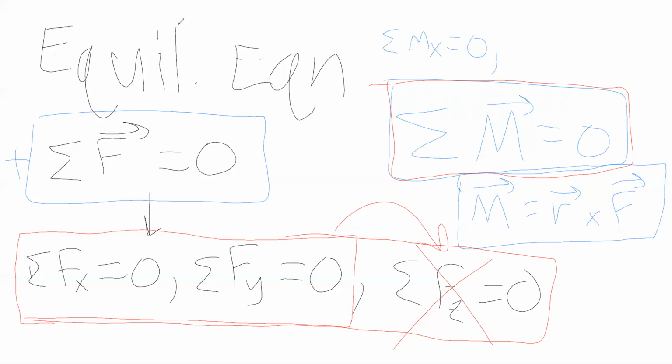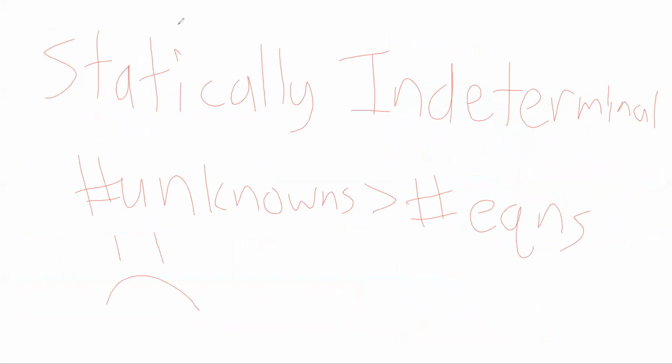Otherwise, if we have more than 4 unknowns in a 2D problem, it's statically indeterminate. So those are just some definitions that you're going to need to do well in strength of materials. And we'll talk more about this a bit later on.